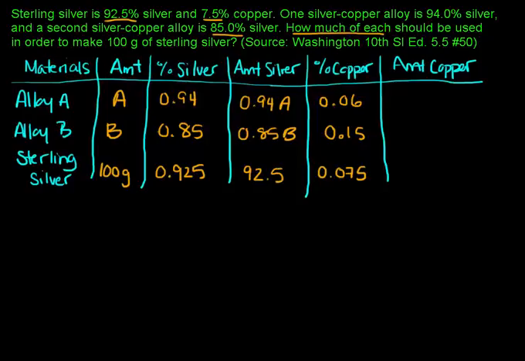We're going to do the same thing to fill out the column for the amount of copper, but now we're multiplying the percentage of copper by the total amount. So the amount of copper in alloy A will be 0.06A. The amount of copper in alloy B will be 0.15B. And the amount of copper in sterling silver is going to be 0.075 times 100, which is just going to be 7.5 grams.